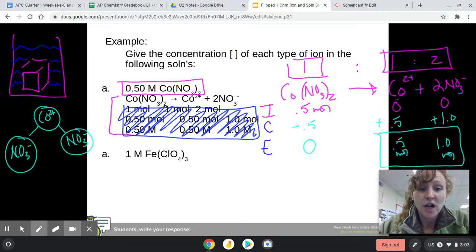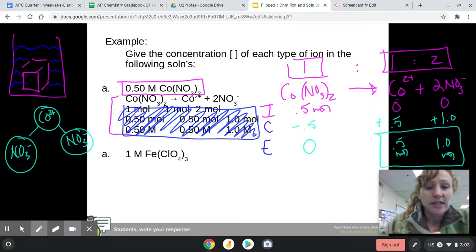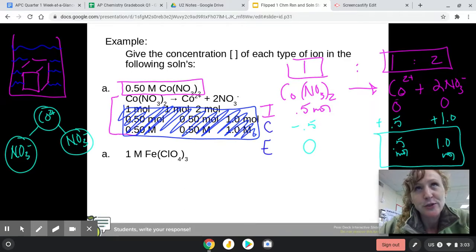Okay, before we try it for that, I don't know if I want to introduce you to this yet. So in some cases, not all of the cobalt-2 nitrate is going to fall apart. And that would be called a slightly soluble salt. In the case of a slightly soluble salt, only part of the cobalt nitrate will fall apart.